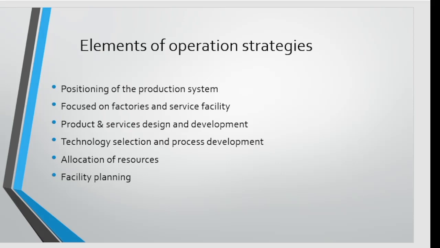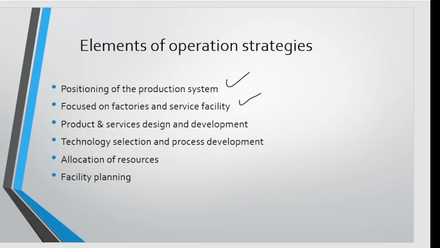First one is the position of the production system. This decides where your factory should be, let's say near to your raw material or near to the market. Where should your factory be to produce your goods and services? And focus on the factory's facility, that's your layout. What should be the technology? Layout is the optimal utilization of your available area or available facility.